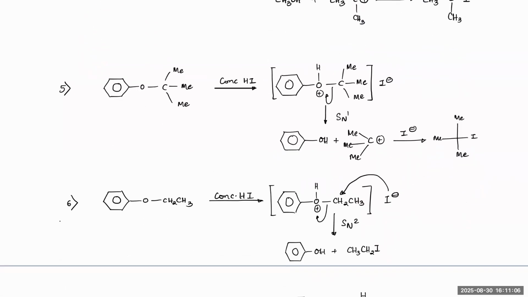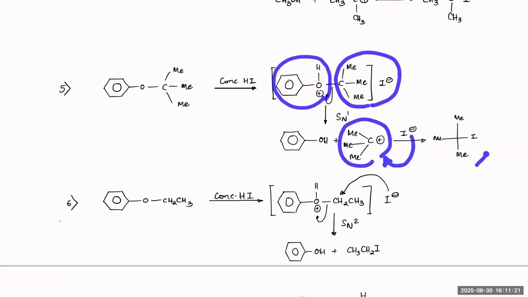And next, here also same logic. In fact, you know that on the phenyl side we can never break it, so you will have to break it on this side only. Phenol will separate out and then this side will convert into carbocation. I minus will attack and you'll get iodide.